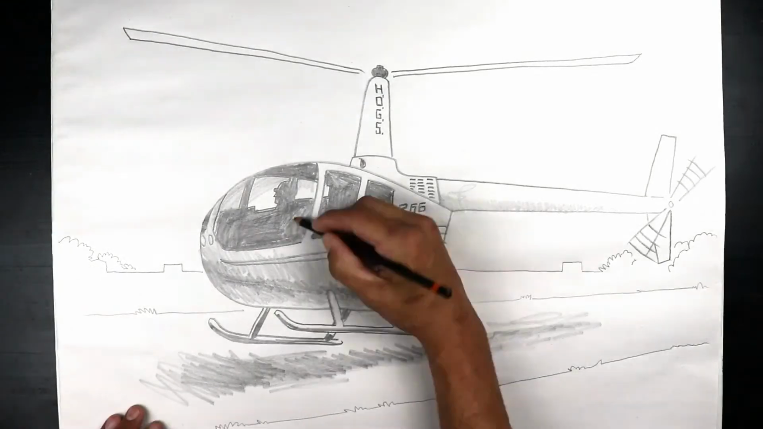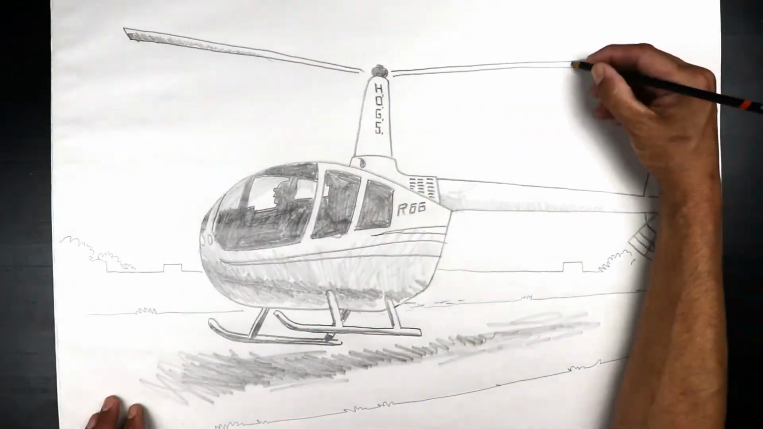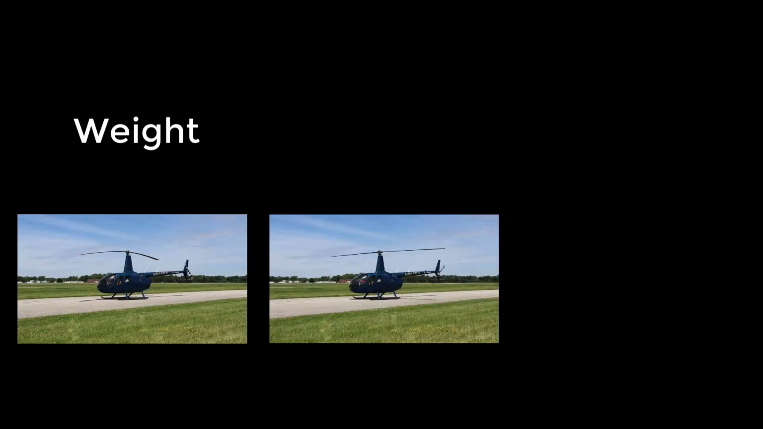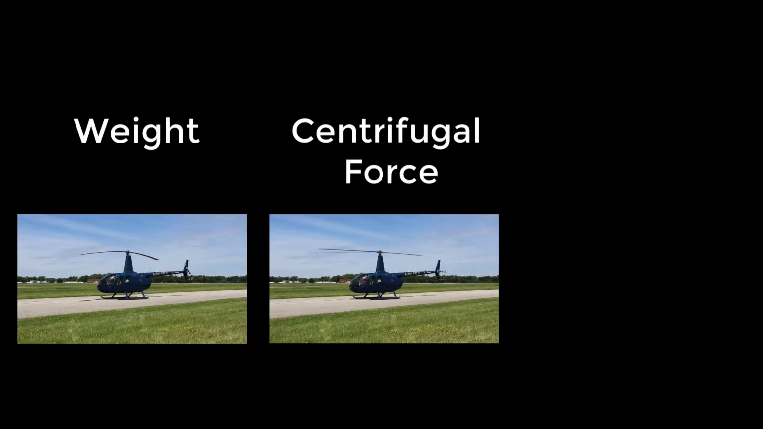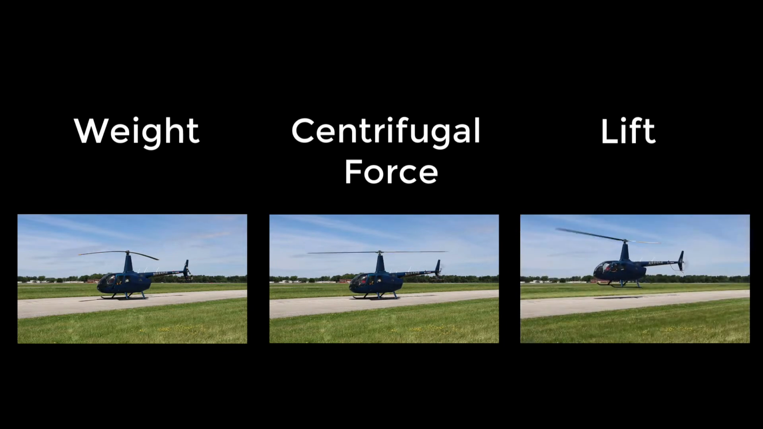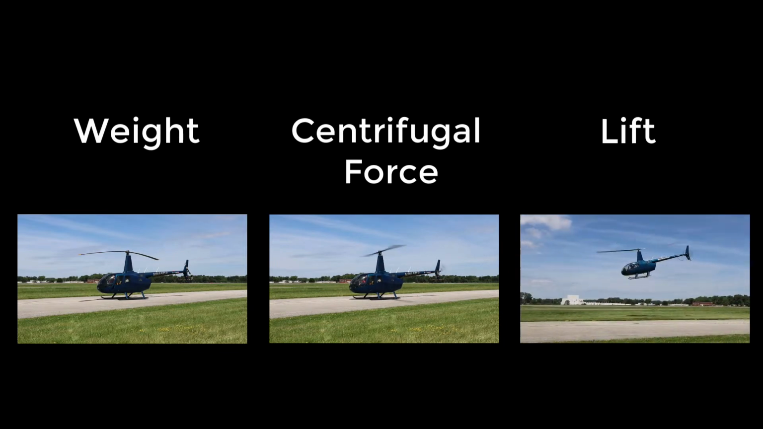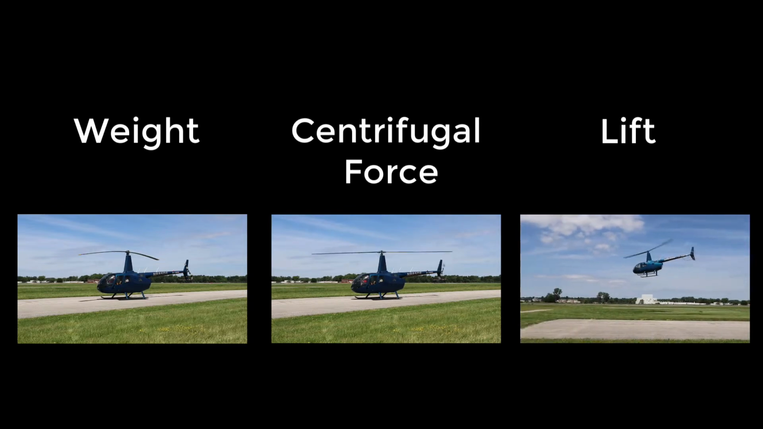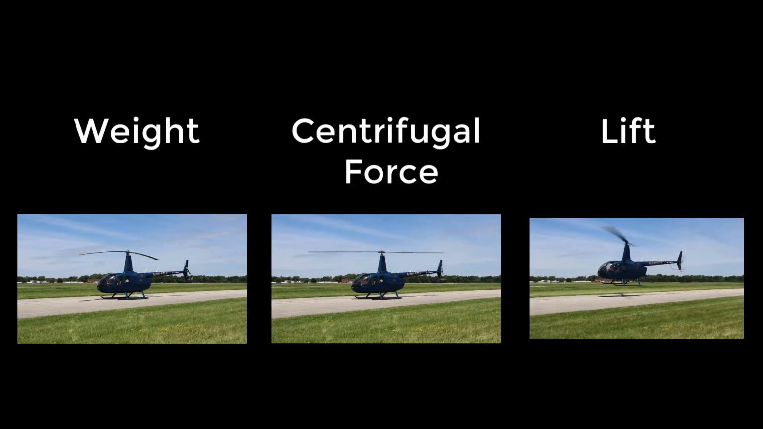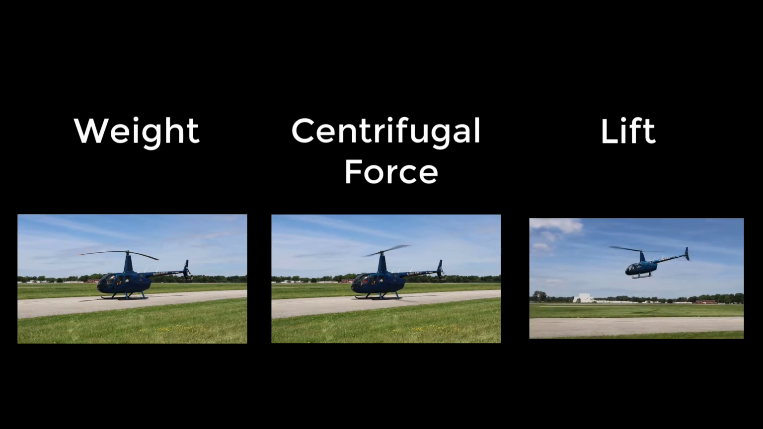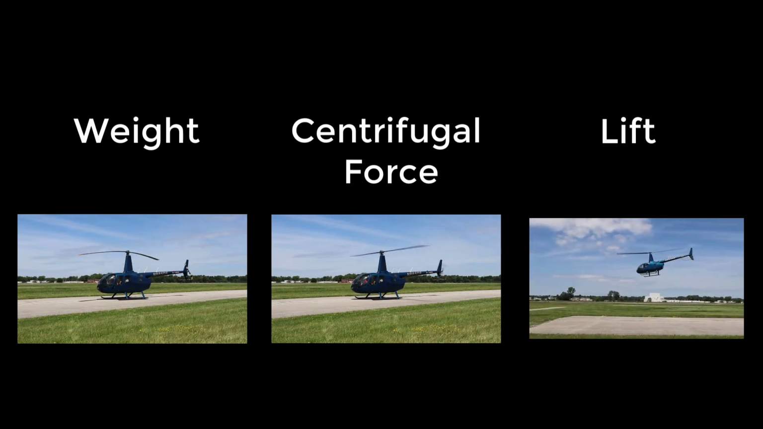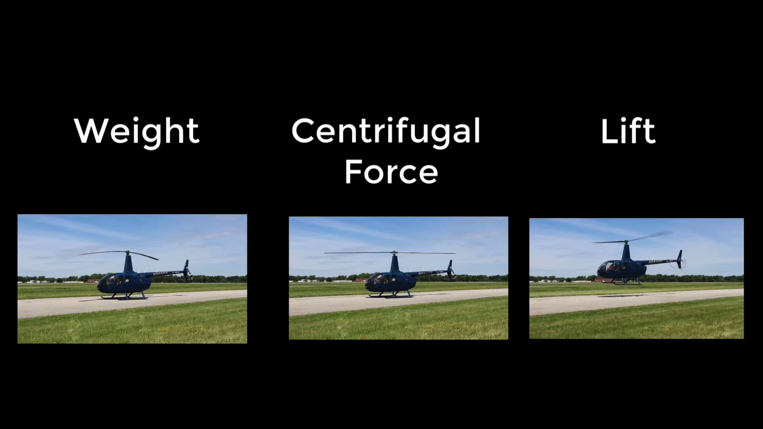So those are three elements important to understand: weight, centrifugal force, and lift. And if the examiner asks you what is coning, it's very simply what happens in the rotor system when the weight of the helicopter is being suspended by the rotor blades. And in turn, they cone up. So memorize the three elements of coning: weight, centrifugal force, and lift.